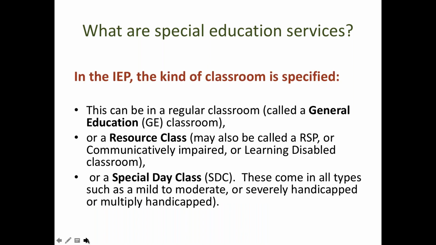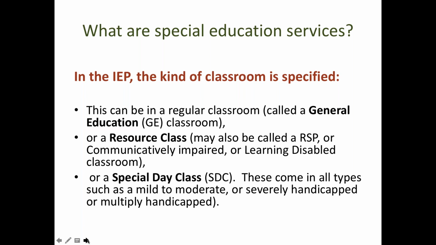So what kind of classroom? In an IEP, the kind of classroom is usually specified. Districts have all different kinds of names for their classrooms, and so this might not match exactly what your district tells you. So you really want to talk to them if they say it's a speech-enriched classroom or it's a mild to moderate classroom. You want to ask exactly what does that mean. But generally there are three types of classrooms, three broad classifications of classrooms.